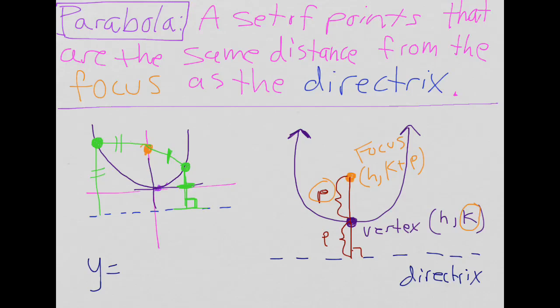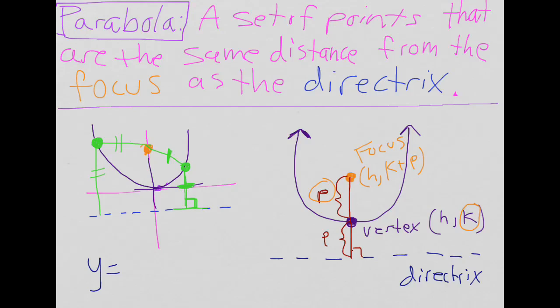Now, just like we came up with a little expression for the focus, we can do the same thing for the directrix. Now, it's kind of the opposite. So if you look at our focus, the y value there was k plus p because we were p units above the y value of the vertex.